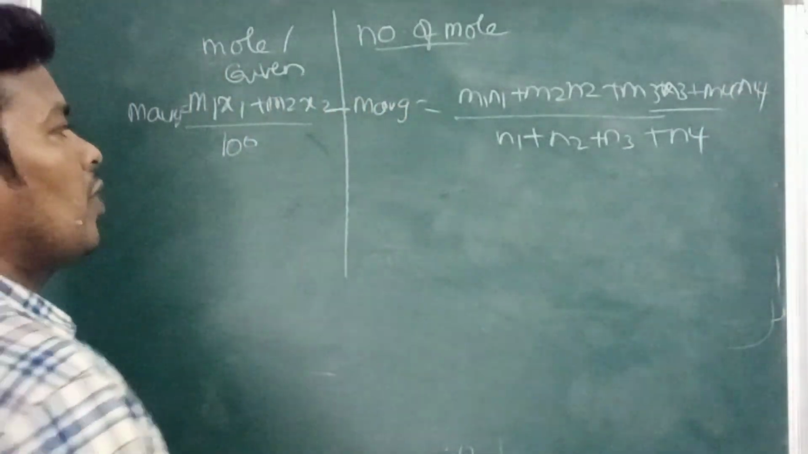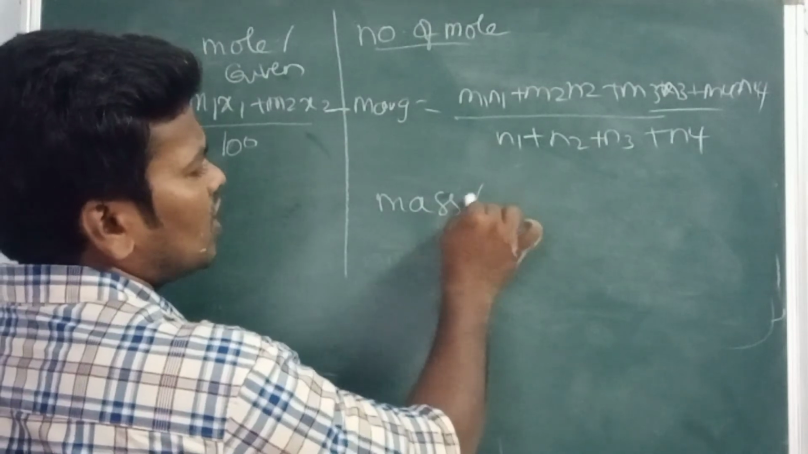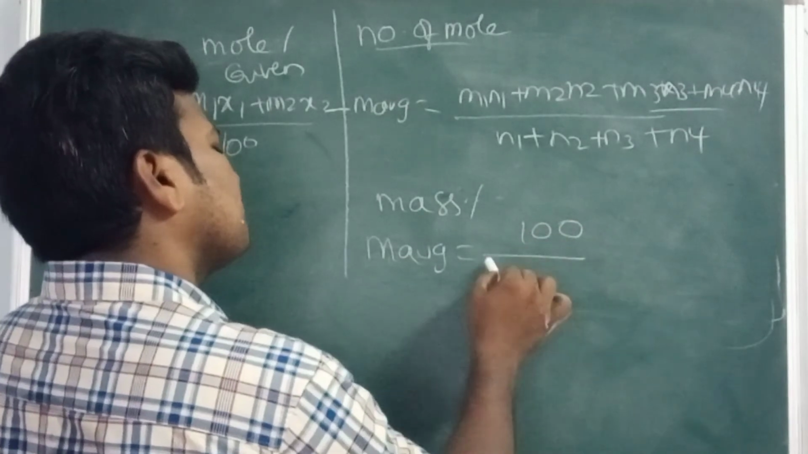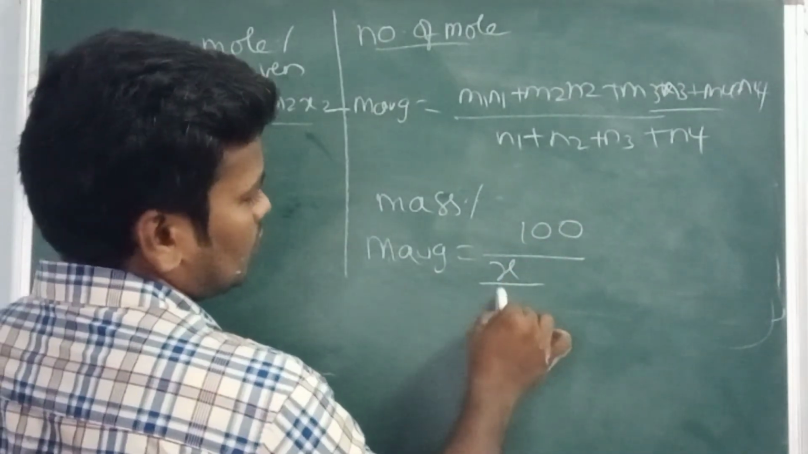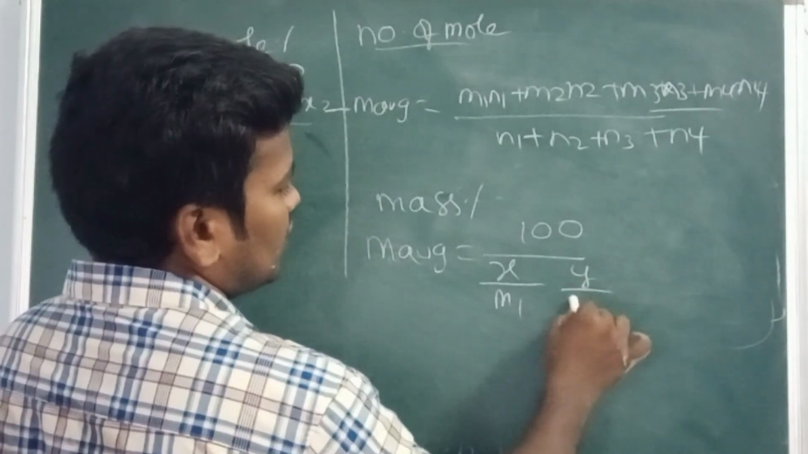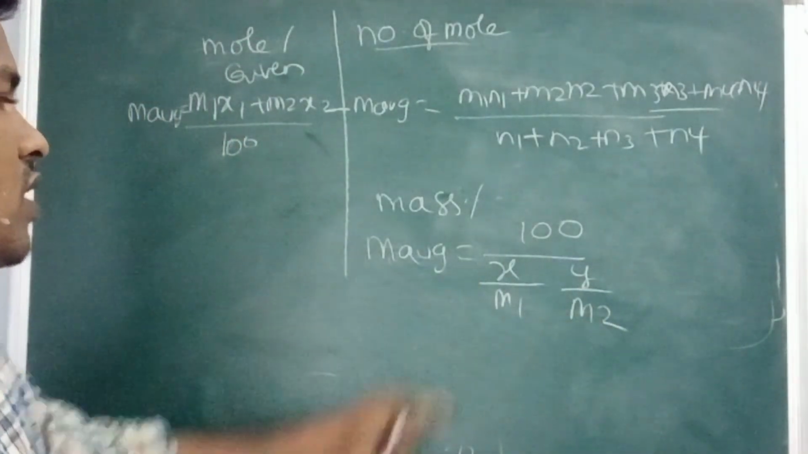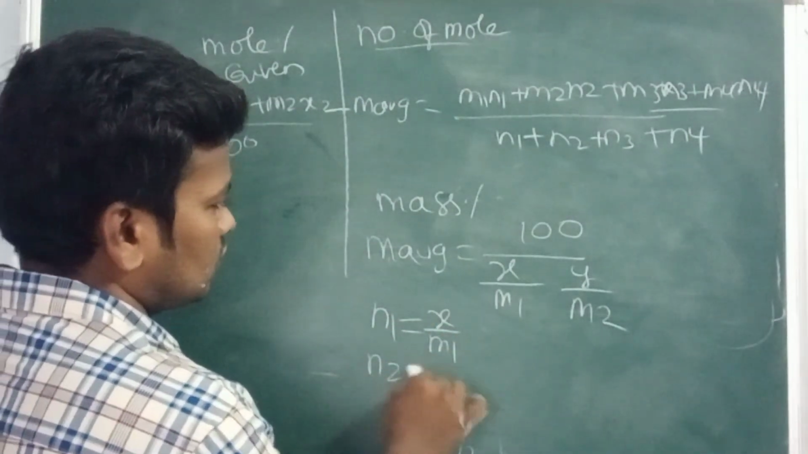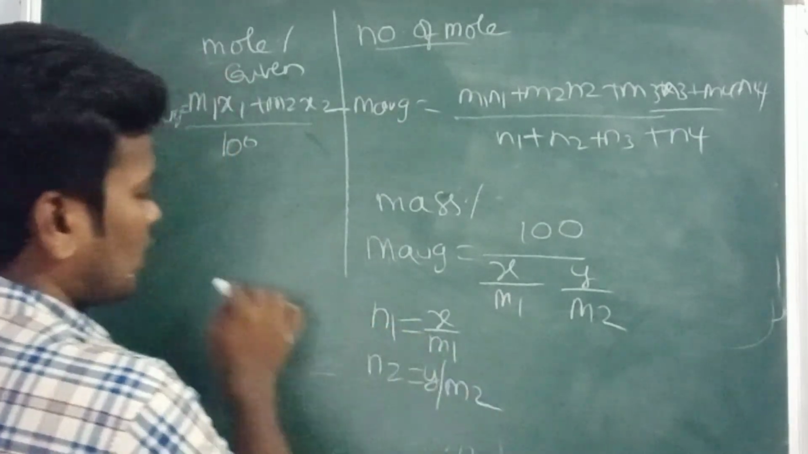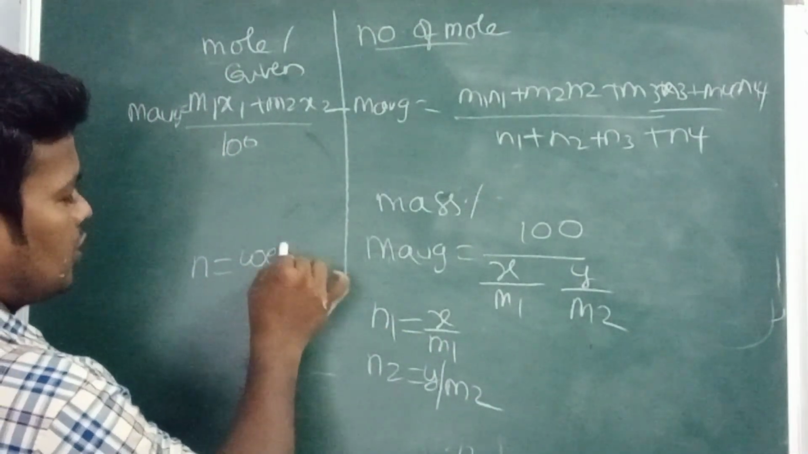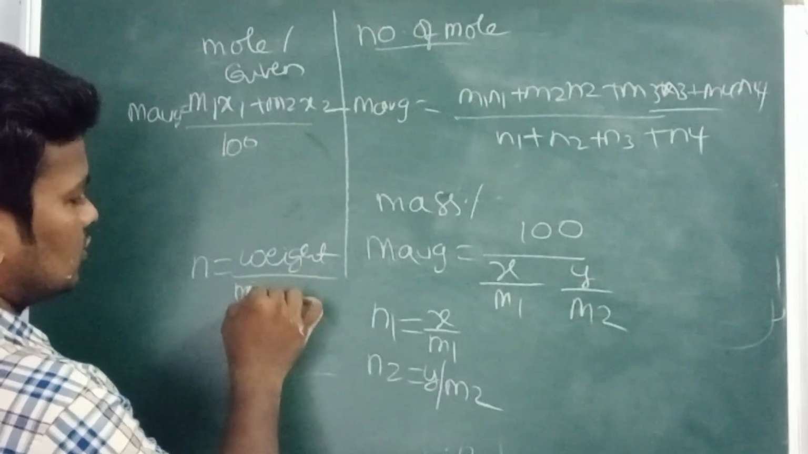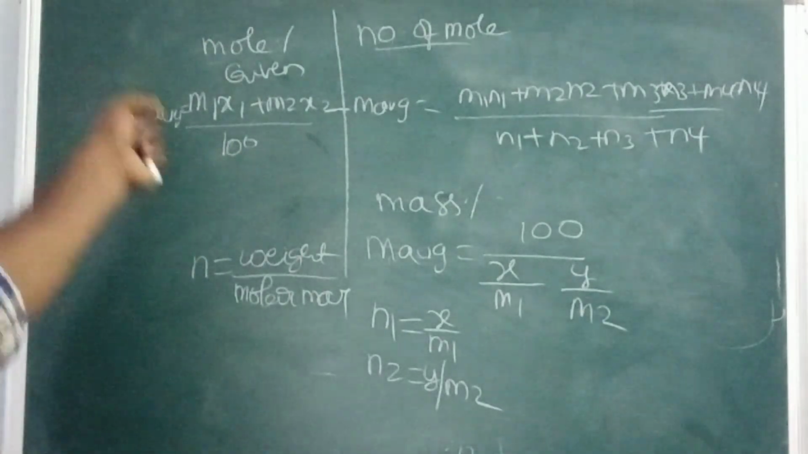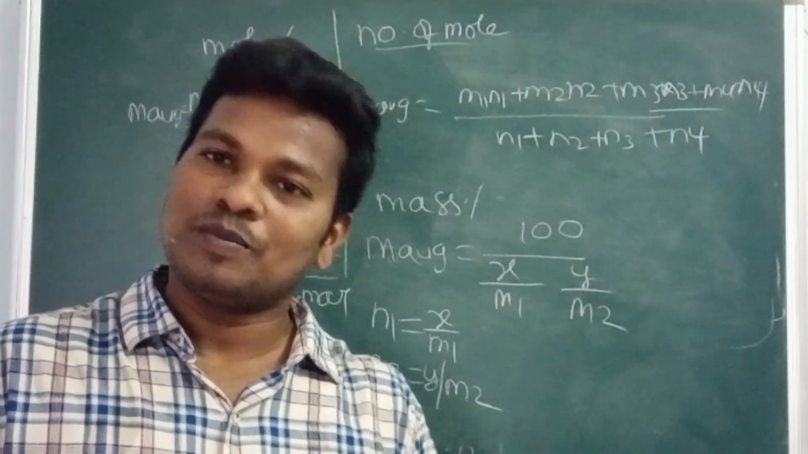For example, if mass percentage is given, M average is equal to 100 by (X by M1 plus Y by M2). You know N1 is equal to X by M1, N2 is equal to Y by M2. Number of moles is equal to weight by molar mass. We already know this, we learned the same thing in the last class. Next class I will explain more about the percentage of the mass.